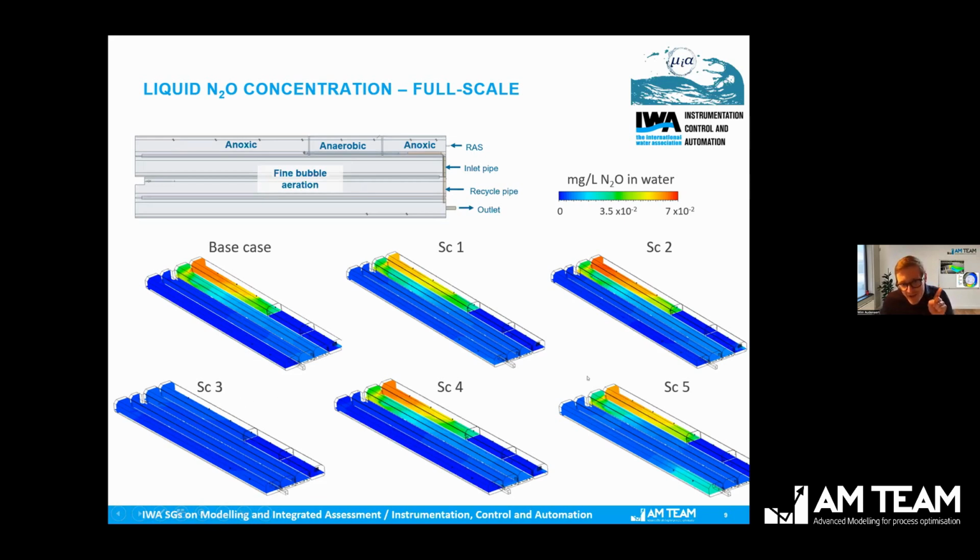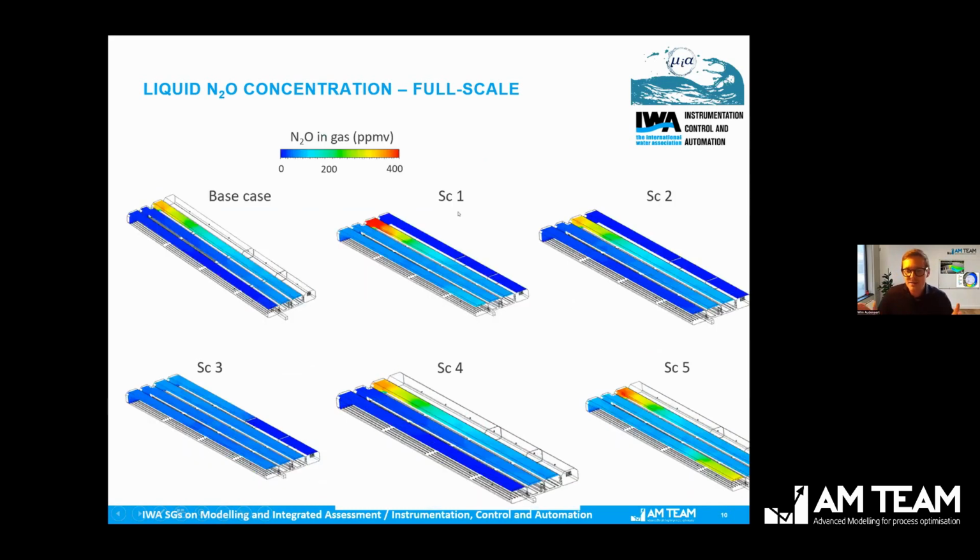Another important thing is if you look at scenario 5, in this case, I think it's a winter scenario combined with an elevated sludge concentration and a somewhat lower aeration. You can see that suddenly you also get a liquid N2O production at the effluent, which is not the case in the other scenarios. So this is what you can nicely visualize.